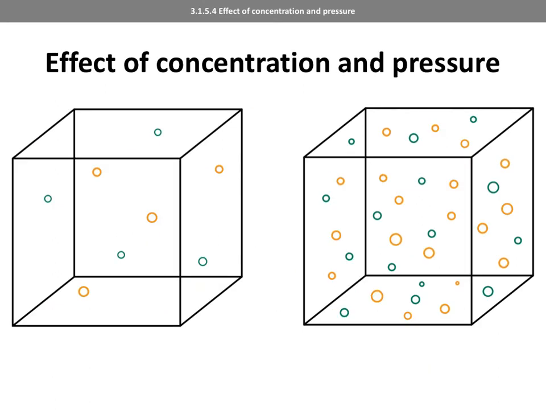The effect of concentration and pressure on the rate of reaction, our explanation as far as this kinetics topic is concerned, is essentially identical to what we did at GCSE. So increasing the concentration of the reactants typically increases the rate of reaction. I've used that word typically. At GCSE, we would have said definitely. And really, as far as this kinetics topic is concerned, we will still say definitely.